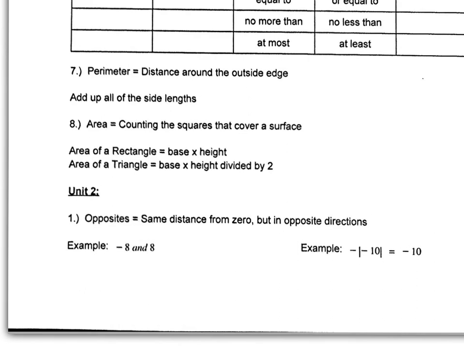Perimeter. For me, it's easy to remember because rim is in there. Perimeter. Distance around the edge. All you have to do is add them all up. Add up all the sides. Just add, add, add, add.